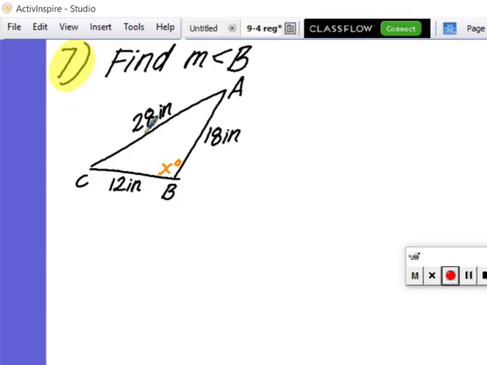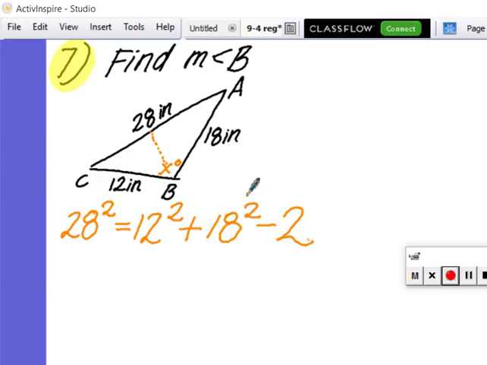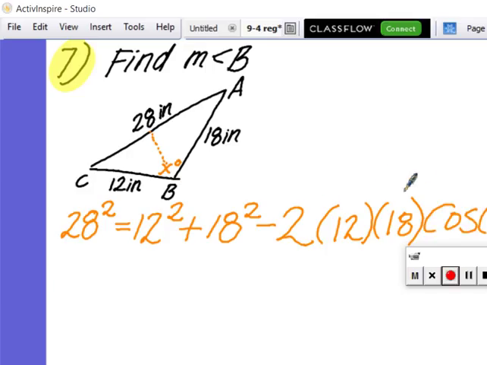Now this is important. You have to put the side that's missing on the outskirts of town. So isn't this the side across from the missing angle? That's what has to come first. We're going to have cosine of x, so on the outskirts of town has to be that side. So we're going to put 28 squared equals the other side squared, 12 squared, plus the other side squared, which is 18 squared, minus 2 times 12 times 18, just like before, times cosine of angle x.